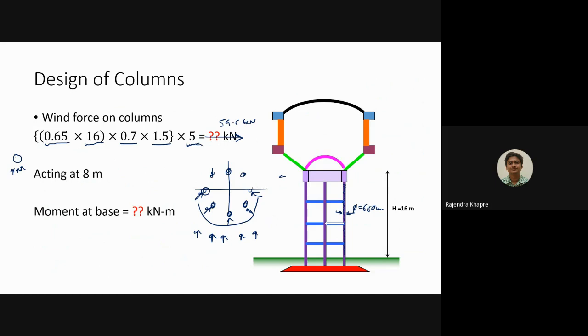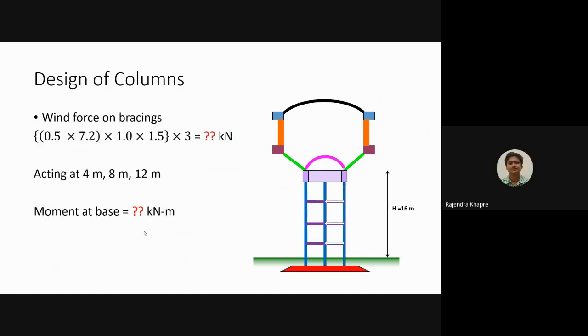Now the total height of the column is 16 meter, so this horizontal force will be acting exactly at the center, which is 8 meters. So the moment at the base due to the wind pressure is 54.6 into 8. How much is this? 436.8 kilonewton-meter. Okay, did you understand this? Yes student, is it okay? Yes, sir.